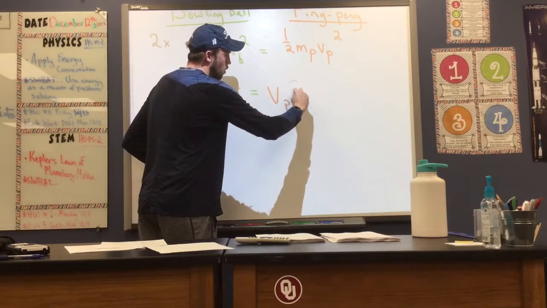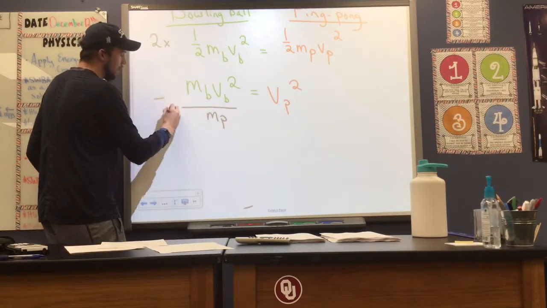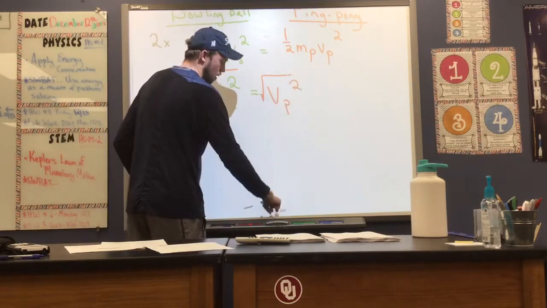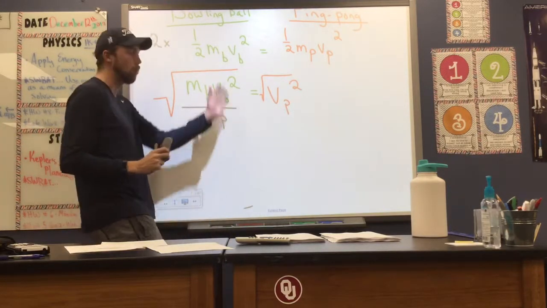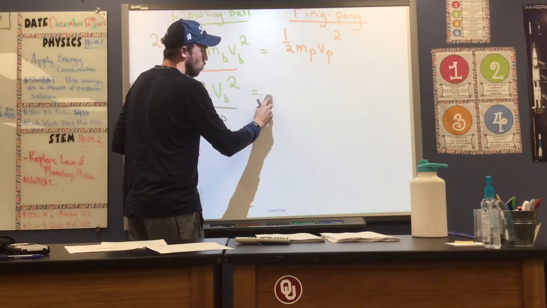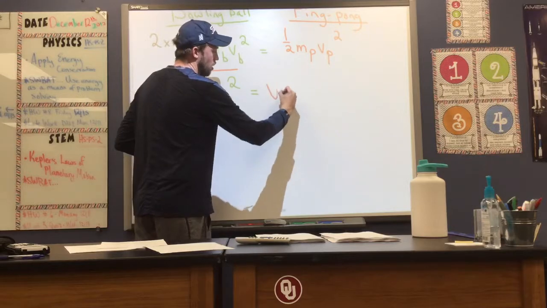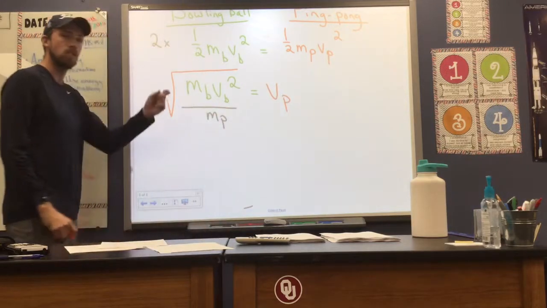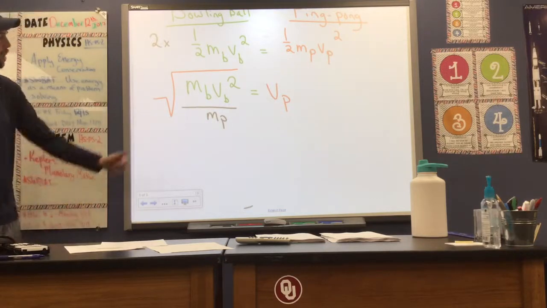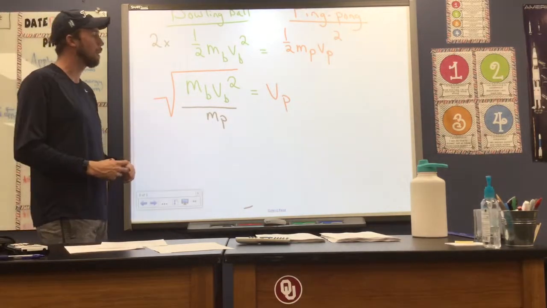Velocity of the ping pong ball squared. Then I want to take the square root of both sides of my equation. The square root of a quantity squared will cancel out, and we'll be left with an equation that looks like this. The velocity of our ping pong ball is the square root of mass of the bowling ball, velocity of the bowling ball squared, divided by the mass of the ping pong ball.